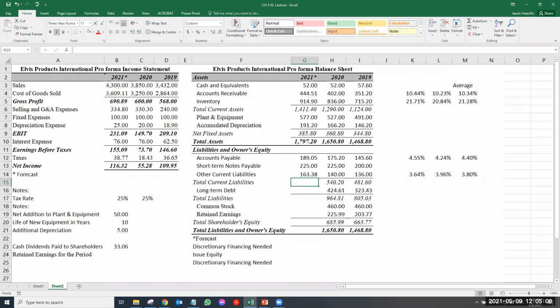Total current liabilities, same thing. You can do the auto sum and check that it is only capturing the ones you want. Hit enter, and that is our total current liabilities for the projected, or forecasted, year. Long-term debt. There is no information to let us know that there has been any change in long-term debt. So we will keep it the same as the previous year. So what are total liabilities? We take the total current liabilities plus the long-term debt.